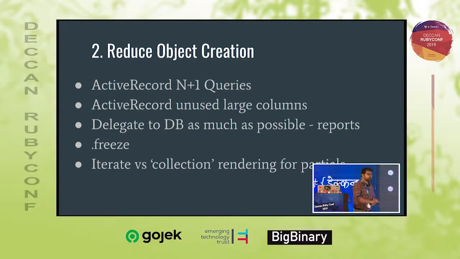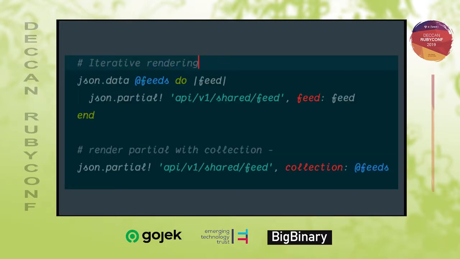And then finally, iterate versus collection rendering for partials. For example, this is one of the common issues that we see. The first one is the wrong code, the second one is the right code. In the wrong code, this is a JBuilder template, and we are rendering a partial called feed. What we are doing here is we have this feeds object. We are iterating on that feeds array, and then rendering a partial called feed with local as a feed, right? The second one is the case where we are rendering that partial only once, but passing the array as a collection option. These two code samples are different, and they have a huge memory footprint difference.